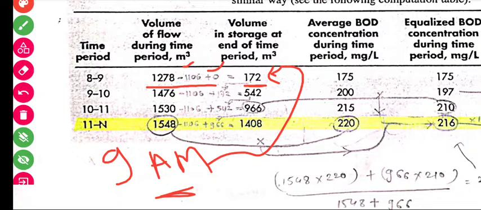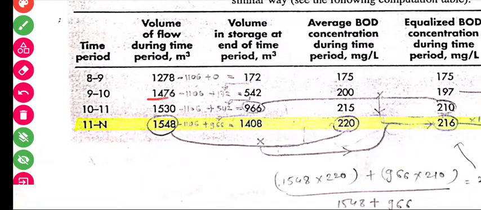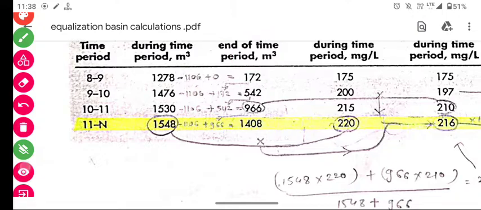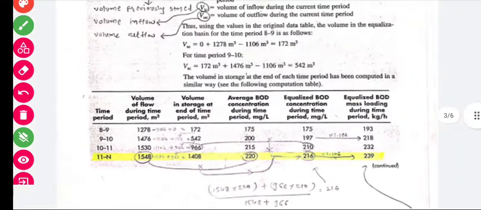Okay, now let's talk about 9 to 10 a.m. In that, how much water is coming? This much water is coming, this is going out. Plus here, this one was previously stored, so this one also you have to consider. So you will get 542. Similarly, I have shown this is outflow, this is inflow, this is previously stored, this is final stored, this is inflow, this is outflow, this is previously stored, this is final stored. Okay. So this is how you calculate this second column.